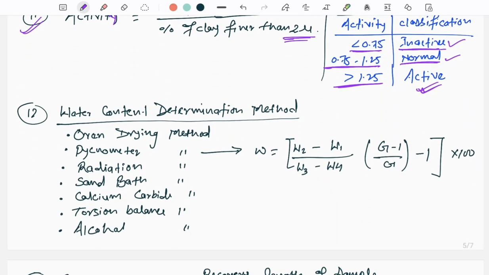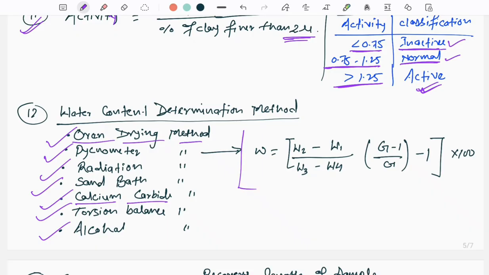Now there are many methods to determine water content: the oven dried method, pycnometer method, radiation method, sand bath method, calcium carbide method, torsion method, and alcohol method. The calcium carbide method is the quick method of determining water content, and the oven dried method is the most accurate method. This is asked many times in the exam.